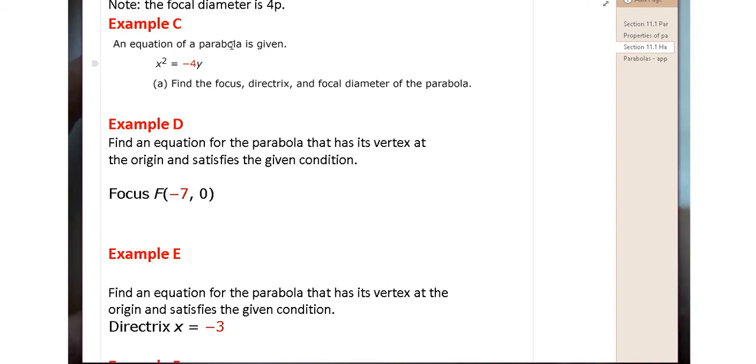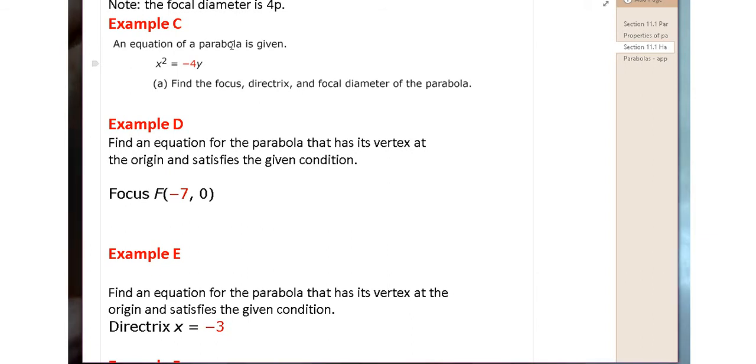Here's our vertex. We know that this is going to have to open down. There's a negative in this, so you can think of it as p is -1, so you're going to move down. And then you're going to have to find the directrix on the other side of things, here at a distance of 1.